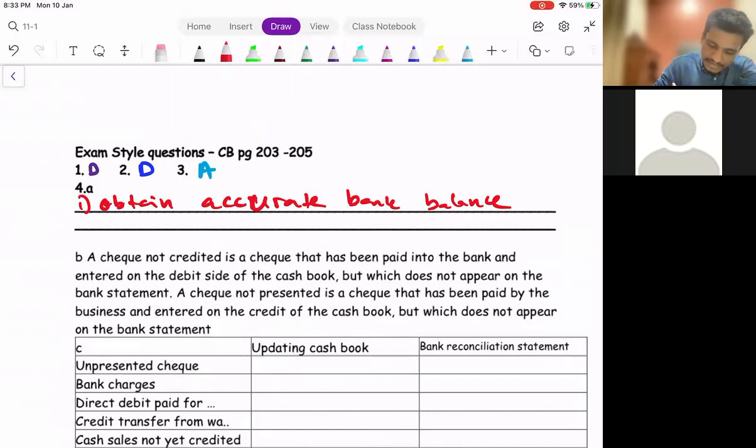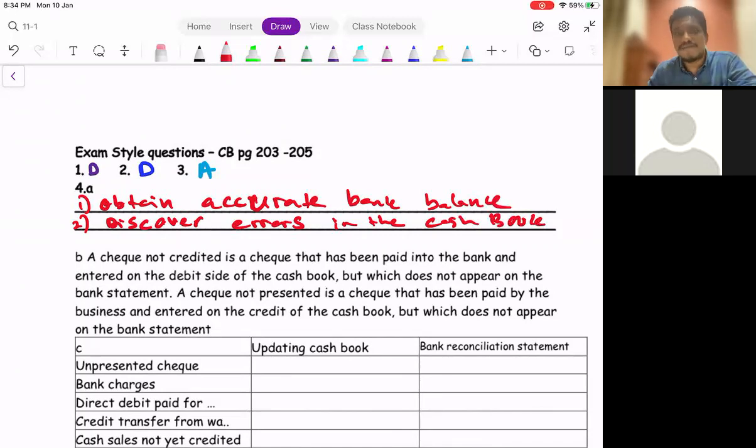Okay, apart from that, you can talk about discover or identify errors in the cash book. Also can. Or you want to write, discover or identify errors on bank statement. Can. Assist in discovering fraud. Can. Got a lot of answers. You can just write 2. The question is asking 2. We just write 2.